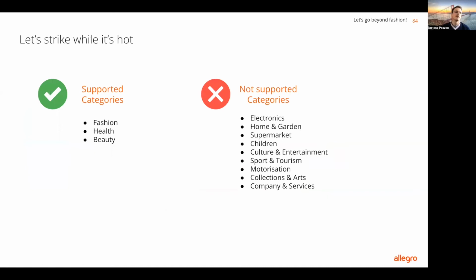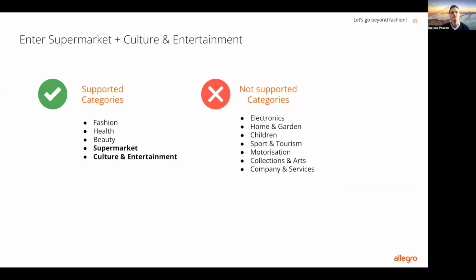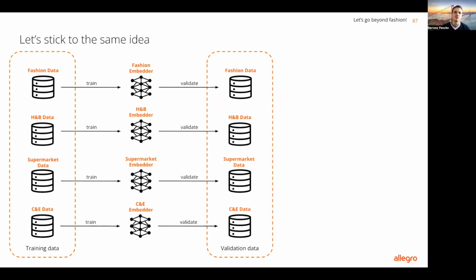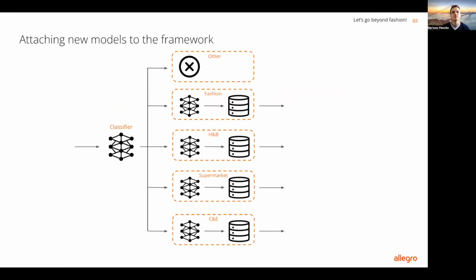Okay, so we now support fashion and health and beauty. What's next? For the follow-up, we chose two additional departments, supermarket and culture and entertainment. Since our previous tests had pointed towards specialized models, we stuck with the same approach. Training new models was straightforward this way, and the deployed pipeline looks a little crowded, but as long as it works, that is not an issue.